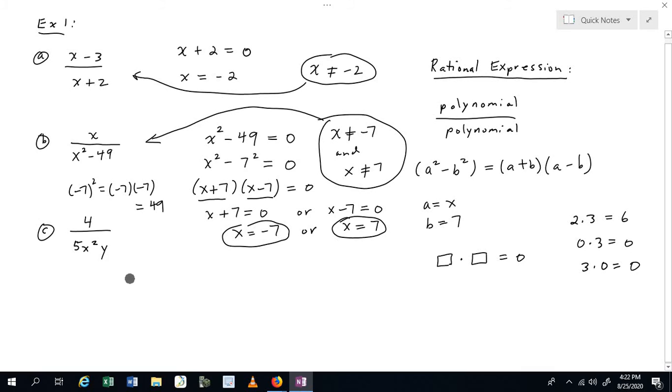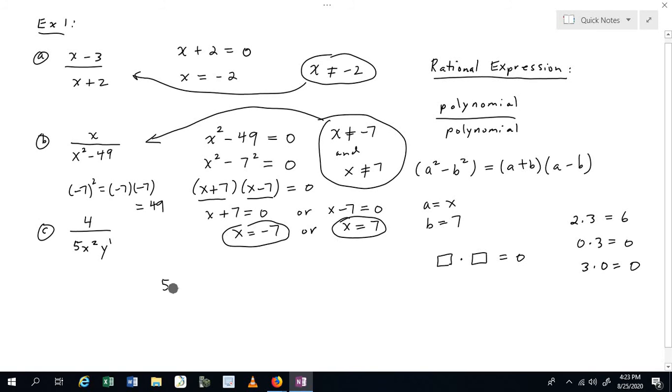Okay, let's look at part C. So again, notice this is a polynomial divided by a polynomial. The top polynomial, by the way, happens to have degree 0. That's a degree 0 polynomial. And the one on the bottom has degree 3 because the exponents for this term add up to 3. Okay, so that's a third degree polynomial. So this really is a rational expression. It's a 0 degree polynomial divided by a third degree polynomial. And we want to know what the restrictions are for x and y.